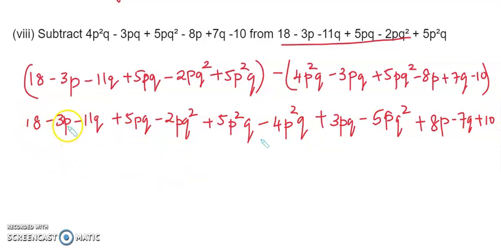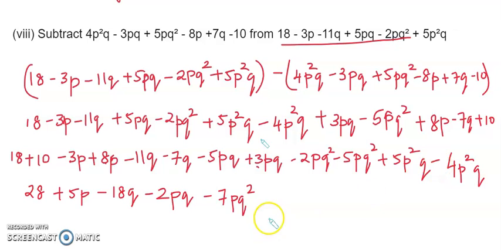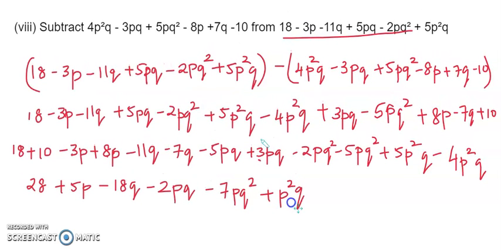18 will go with 10, 3p will go with 8p, right? Like that, I'm going to group it. So we'll get 28, minus 3 plus 8, so plus 5p, minus 11 minus 7, so minus 18q, minus 5 plus 3, so minus 2pq, minus 2 minus 5 is minus 7pq square, plus 5 minus 4, so plus p square q. So this is how we'll do the subtraction, by grouping the like terms and then subtracting. Similarly, for addition also we do it by grouping. Hope it is clear. Thank you.